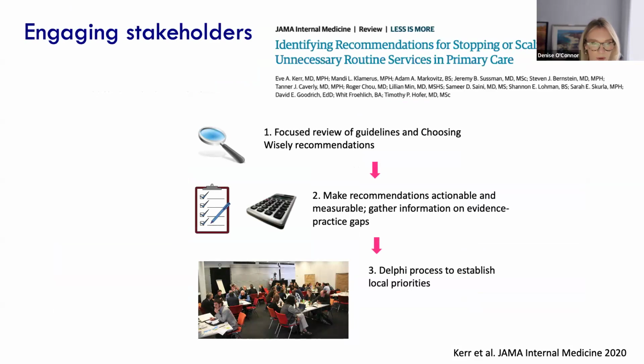And so here's an example from Eve Kerr and colleagues in the US, showing how they identified and prioritised recommendations for scaling back unnecessary primary care services using 3 steps. So they did a rapid review of guidelines and Choosing Wisely recommendations relevant to their particular scope of practice. Then they made the recommendations actionable. So who needed to do what to implement those guidelines or translate that evidence into practice.